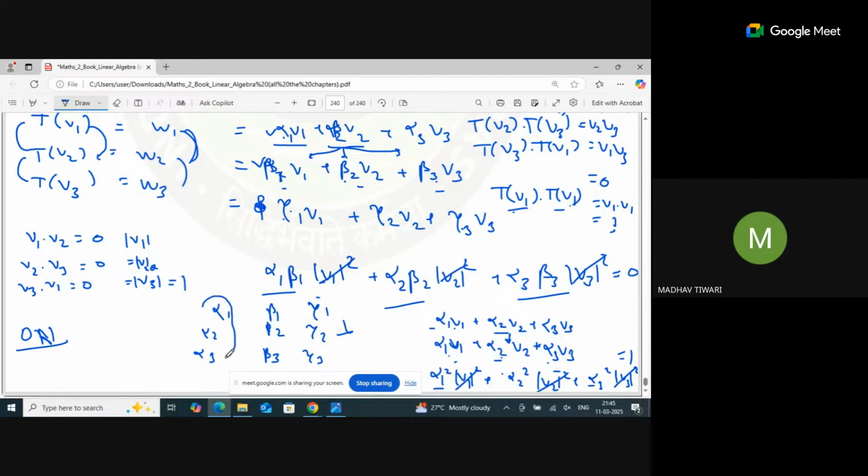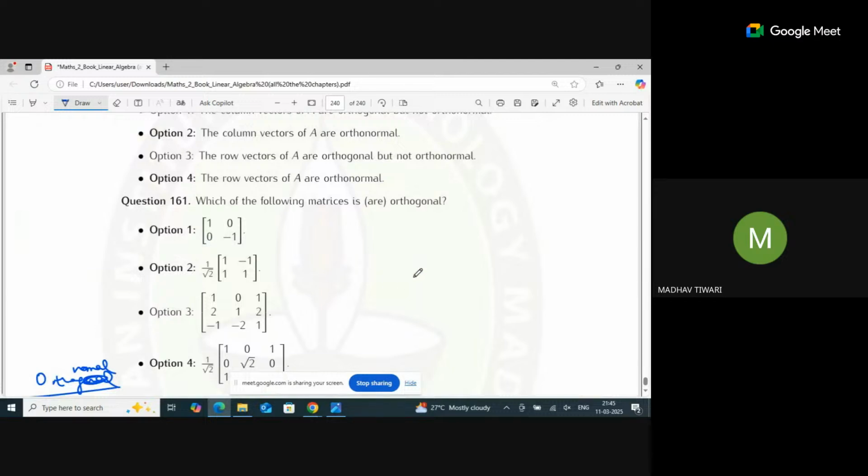So what is this? It means this vector's length is also 1. Same you can verify for this vector, its length is also 1, and same for this, its length is also 1. So I got all these three vectors forming, if I represent it as a matrix, this will be my first column, alpha 1, alpha 2, alpha 3, and beta 1, beta 2, and beta 3, and gamma 1, gamma 2, and gamma 3. So these are orthonormal columns.